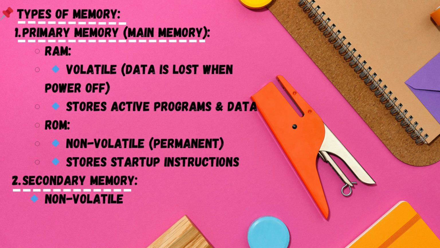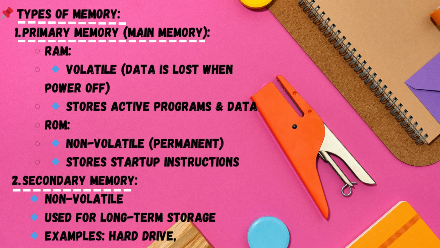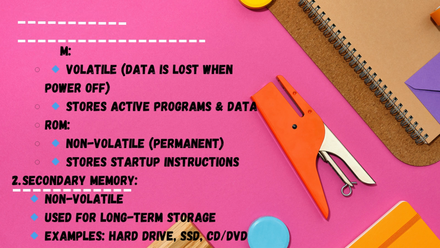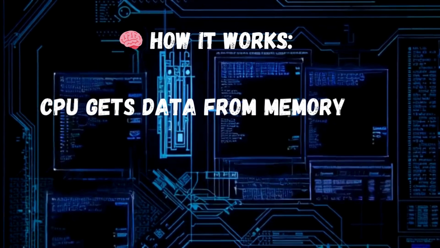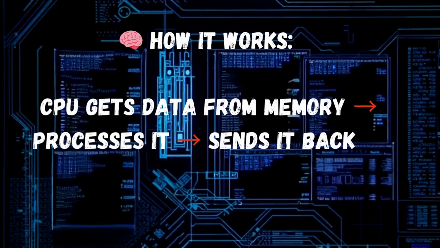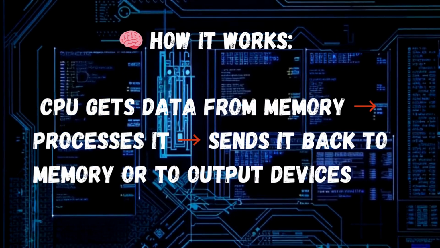Secondary memory is non-volatile, used for long-term storage. Examples: hard drive, SSD, CD/DVD. How it works: the CPU gets data from memory, processes it, and sends it back to memory or to output devices.